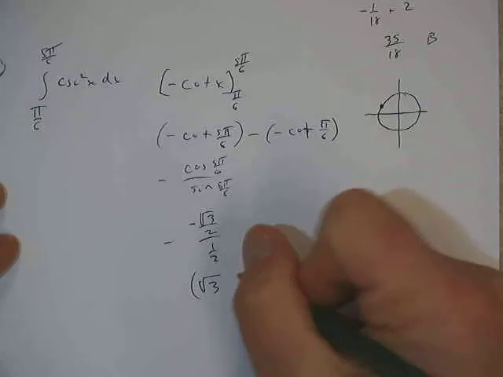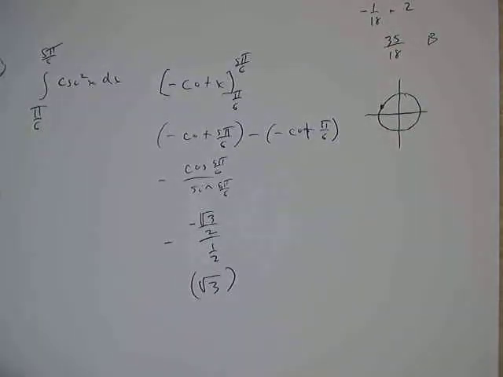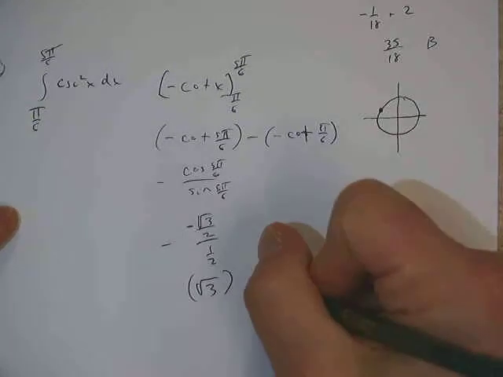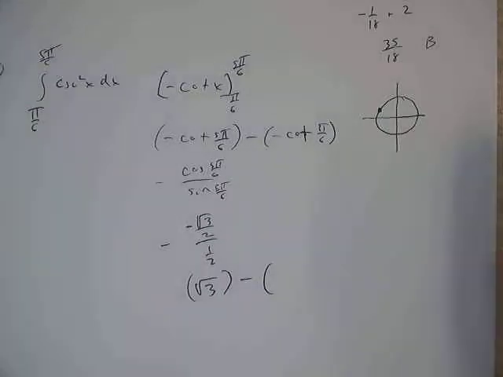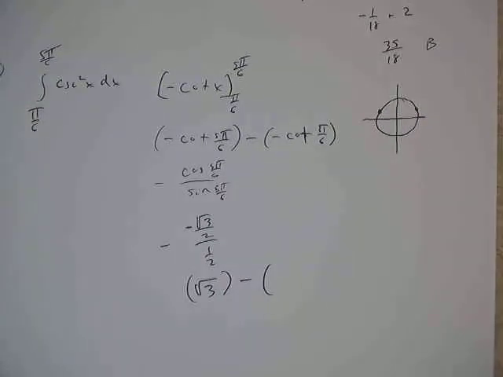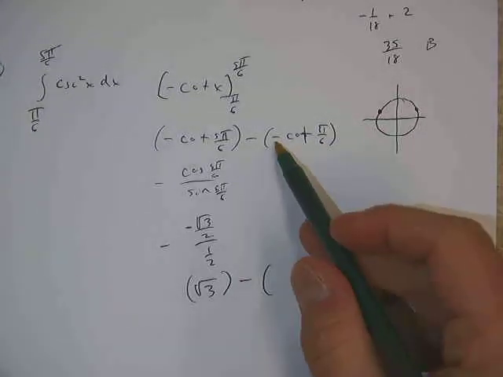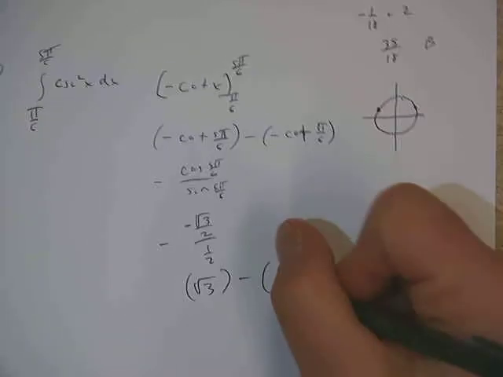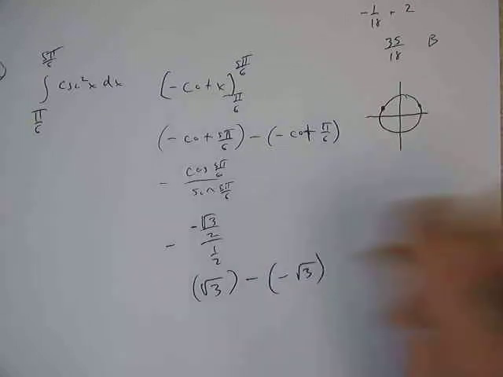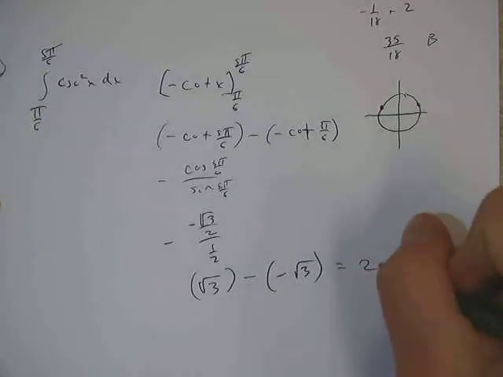So radical 3 would be our result for the negative cotangent of 5 pi over 6. And then minus, when we do the cotangent of pi over 6, we're going to get the same result, radical 3. It's going to be positive this time, so that means the negative is going to stay as is. So we're ultimately going to get minus that, which winds up with 2 radical 3.